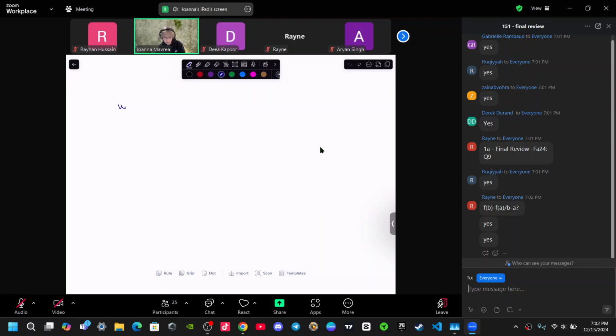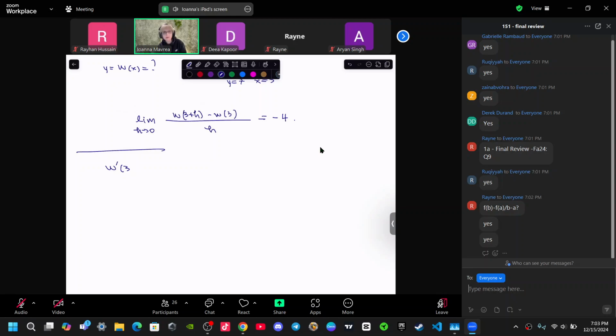So you have a function W. You have no idea what it is. But you know that W of 3 is equal to 7. So y is equal to 7 when x is equal to 3. And then you also know that the limit as h goes to 0 of W of 3 plus h minus W of 3 over h is something. Okay, so the question is, find this, right? What is that equal to?